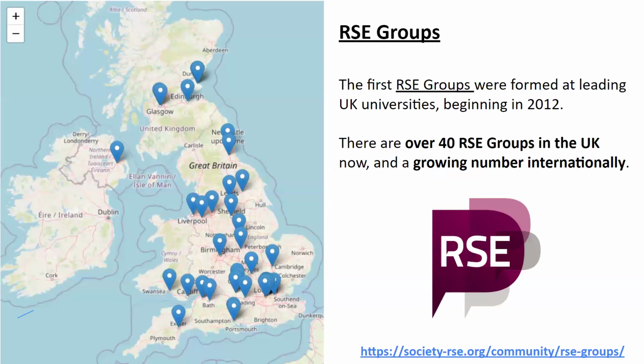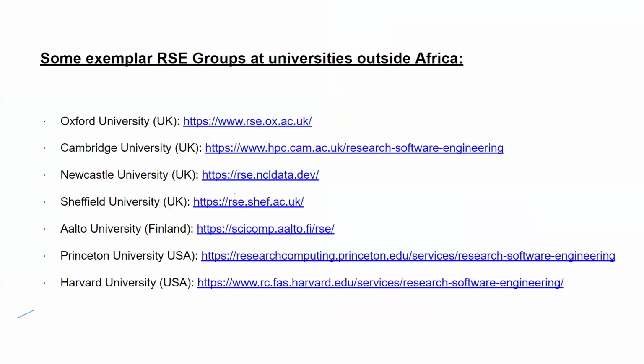So the history of RSE groups: they were first formed at UK universities beginning in 2012, which is just when the RSE term was coined. There are over 40 RSE groups in the UK now, and a growing number internationally. Some examples of exemplar RSE groups are at universities outside Africa, and so far there hasn't been much in the way of RSE development inside Africa, but I think that's now rapidly changing. But yes, Oxford, Cambridge, Newcastle, Sheffield, Aalto in Finland, Princeton and Harvard in the USA. These are universities that have RSE groups available to the researchers who are based there.